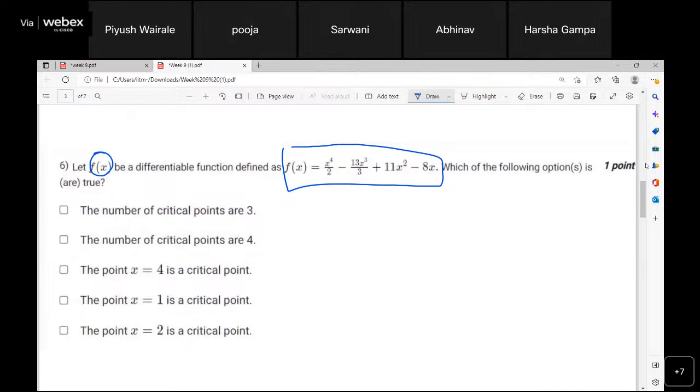How to find out the critical point? Yes, anyone? Just differentiate f and find x, the roots, equals to 0. Yeah. So just differentiate it and tell me how many critical points are there.